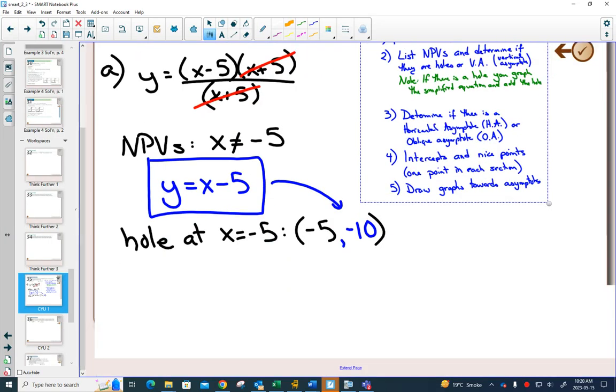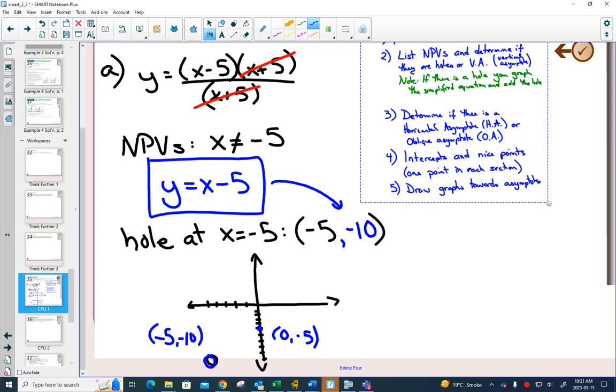What you're going to do when you graph this line is mark the y-intercept at -5. We are going to label our hole, make a big open circle where the hole would be at -5, -10. If you have 2 points, that is enough to draw your line. Put arrowheads on the end, and your graph is done.